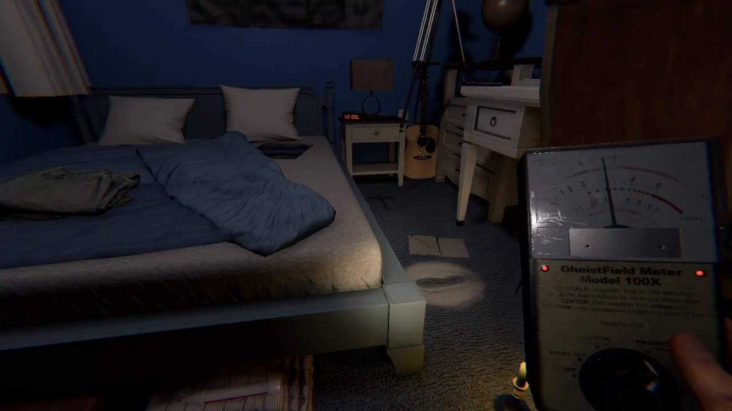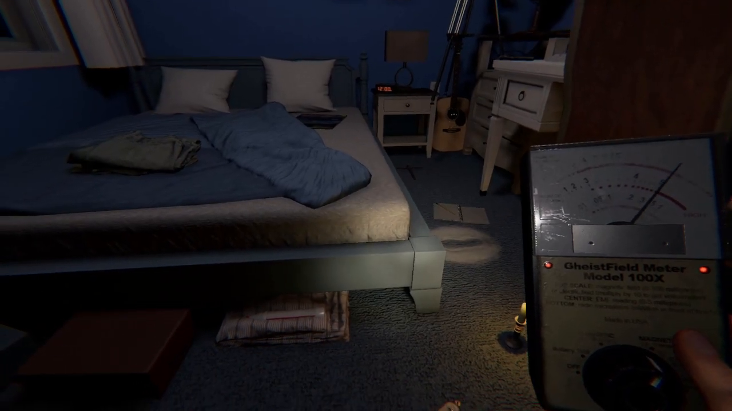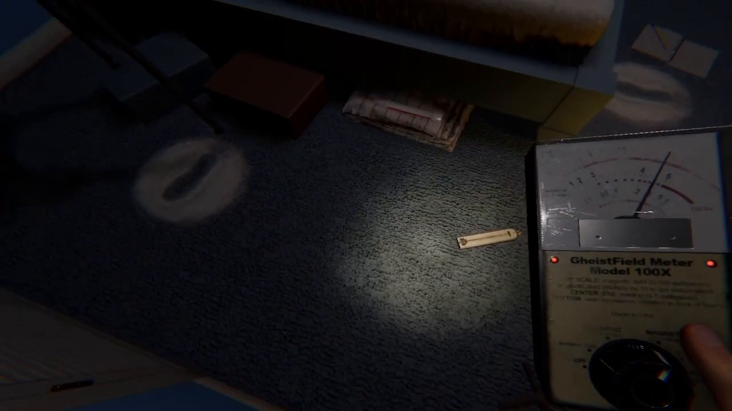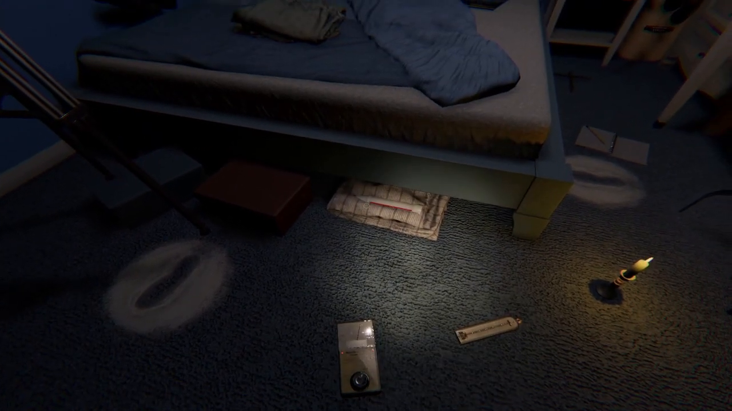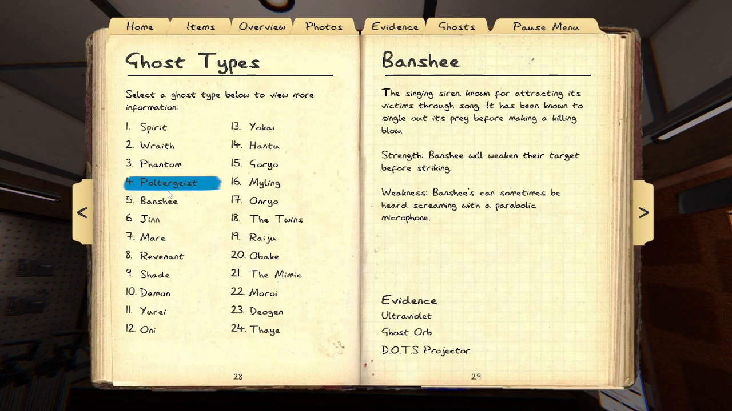Our EMF doing? Oh, it's so close to. Oh, there we go. We hit an EMF of 5. So now. The other thing is banshees are known for singing, and we did not hear that. But then again, we didn't use the parabolic microphone and see if there was any screaming or anything either.